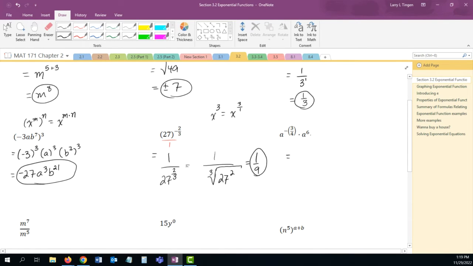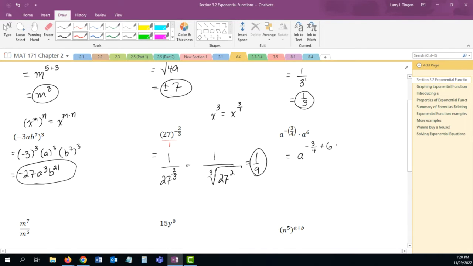Next is the tougher one, but it's not because of the concept, it's because we're dealing with fractions. I have the same base and I'm multiplying, so that means a to the negative 3/4 times a to the 6th. Notice I didn't bring that a to the 3/4 down because I don't have to. It's not required. Instead, I'm just going to have the same base and add the powers, right? So negative 3/4 plus 6.